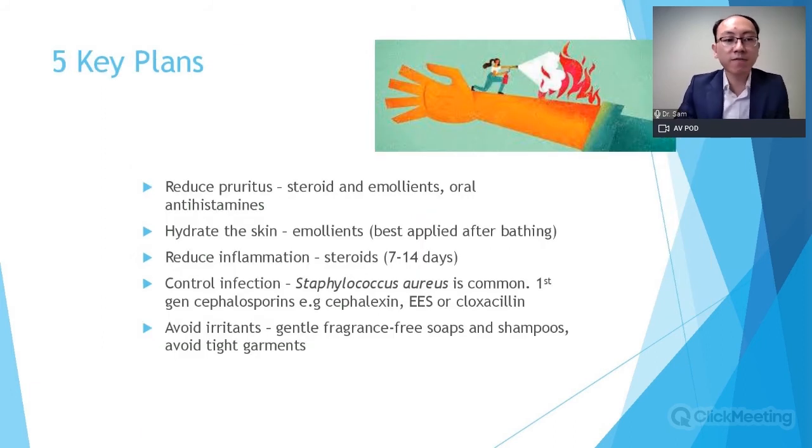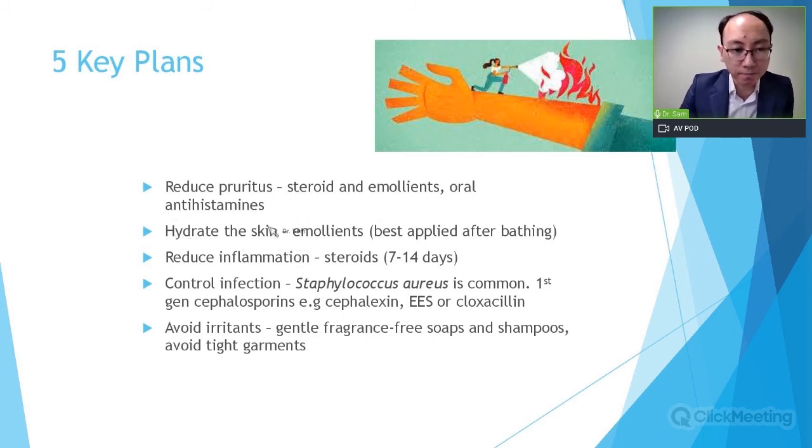So what are the 5 key plans for atopic dermatitis? First, as I mentioned, you need to stop the inflammation. You need to stop the pruritus. So what we do, you can start the patients on steroid, emollients, and you can even consider oral antihistamine. Oral antihistamine sometimes can be used, either sedative or non-sedative, especially for children more than 1 year old.